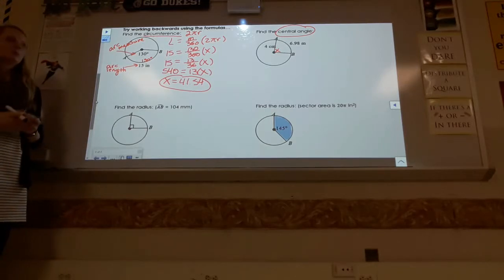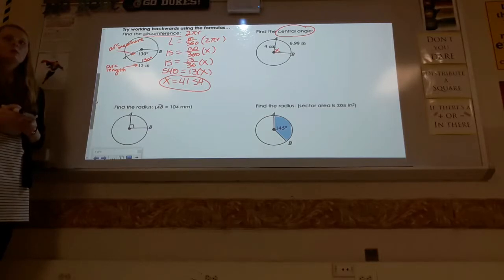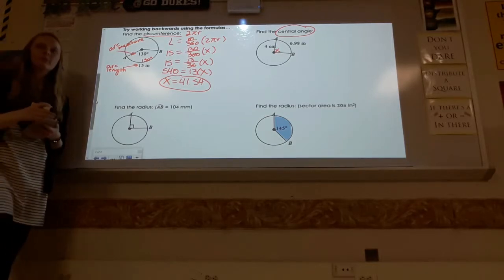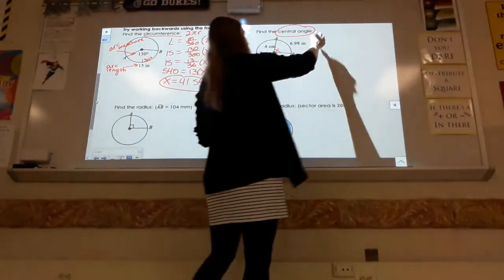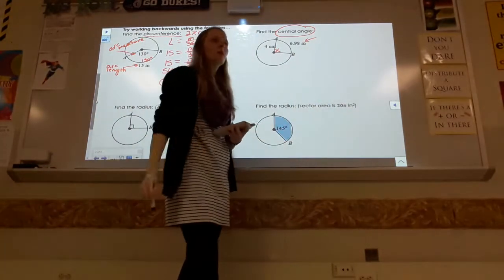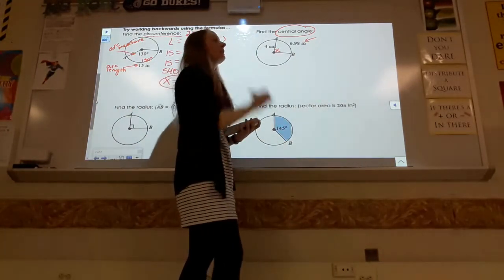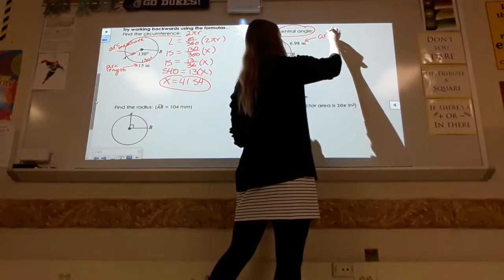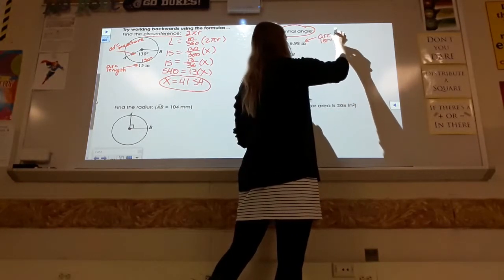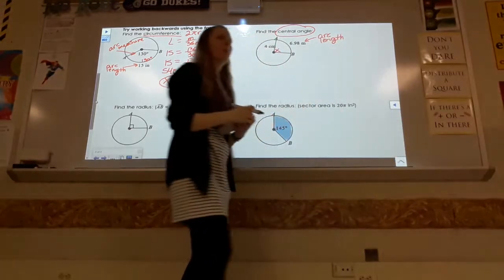That is a very good question. Would the answer just be 6.98? No. Why not? It doesn't have a degree symbol. It does not have a degree symbol. What is this right here? Oh, that's the arc length. That's why it's so important you guys know the difference. Arc length is not the same thing as arc measure.